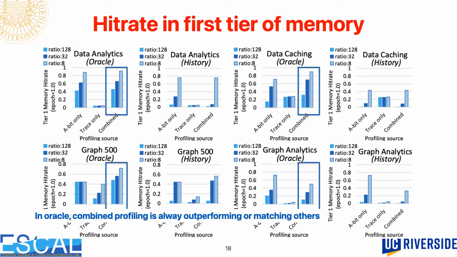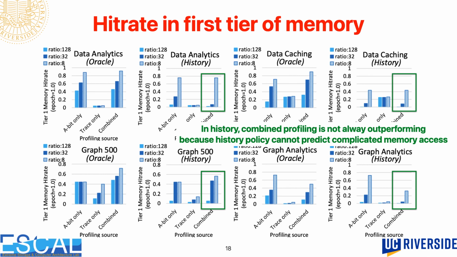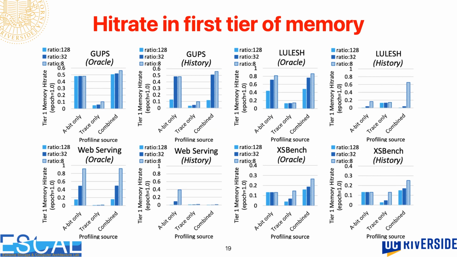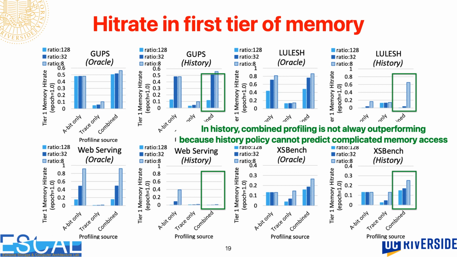First, in Oracle, combined profiling always outperforms or matches the others. However, in the history policy, combined profiling does not always outperform. At least it performs pretty well in most cases, because the history policy cannot predict complicated memory access. For the rest of the applications, we see the same observation: in Oracle, combined profiling always outperforms or matches others, but in history, combined profiling does not always outperform.